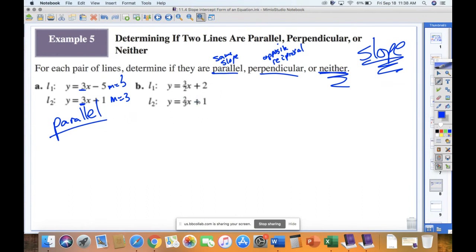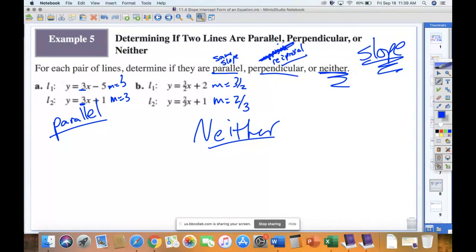So now I look at problem B. Line 1 is 3 halves x plus 2, line 2 is 2 thirds x plus 1. All I care about is the slope. They're in slope-intercept form, y equals mx plus b. The slope of the first line is 3 halves. The slope of the second line is 2 thirds. They are reciprocals, but they're not opposites of each other. And what I mean by opposite is if this were negative 2 thirds, the opposite sign, positive to negative. If it were negative 2 thirds, I would say yes, perpendicular. But they're both positive, so they are not opposite. That means they're not perpendicular. The slopes are not the same. 3 halves is not the same as 2 thirds, so they're not parallel. They're not perpendicular. These are neither.